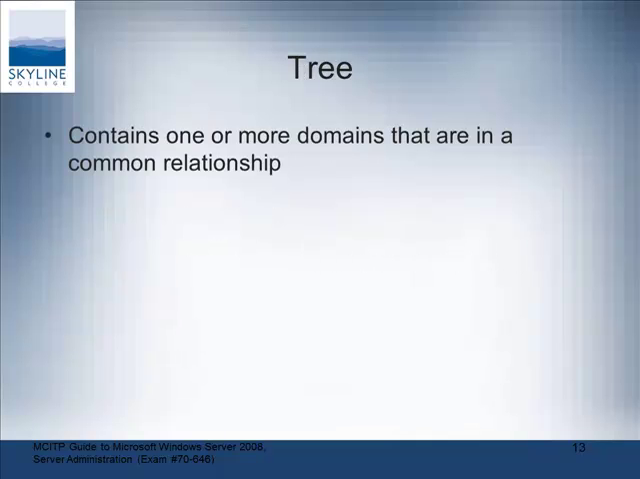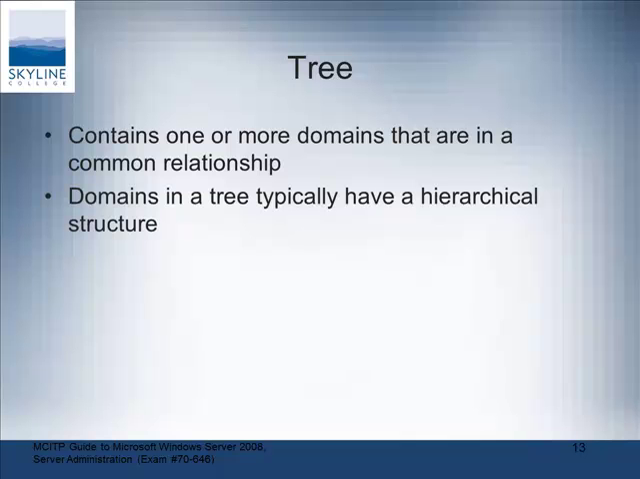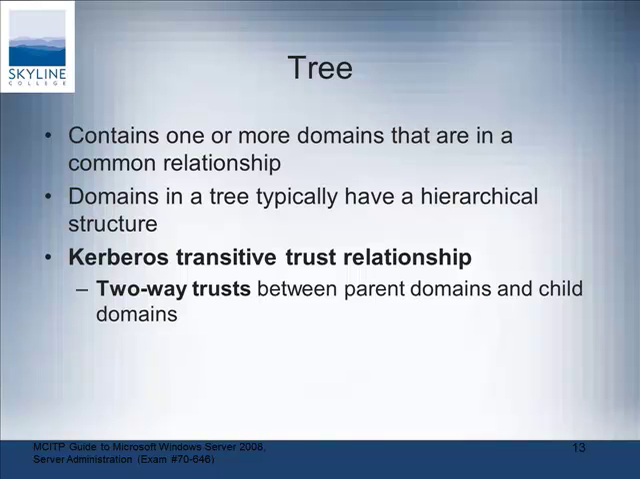The tree: one or more domains that are in a common relationship. Contiguous trees and discontiguous trees. Contiguous trees have part of the name the same in all of them, like Microsoft.com, ecpivab.edu, supercorp.net, the one that Microsoft loves to use. Domains in a tree typically have a hierarchical structure.